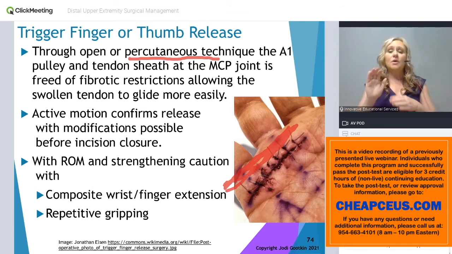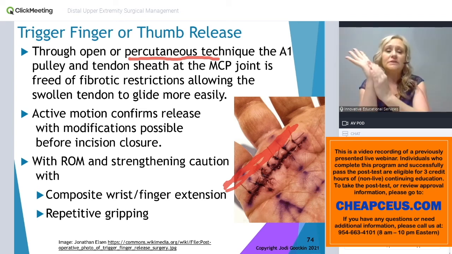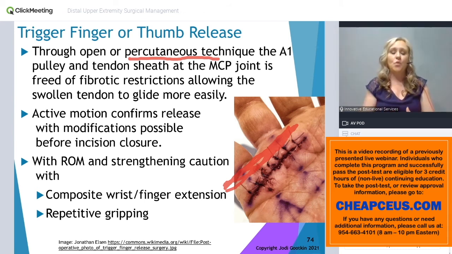So we're not going to be using a lot of grippers or putty, sponges, balls, anything that puts that excessive pressure right over that A1 pulley that's trying to heal. And then we're also going to avoid that composite wrist extension and finger extension because it'll put excess stress across that pulley while it is healing.